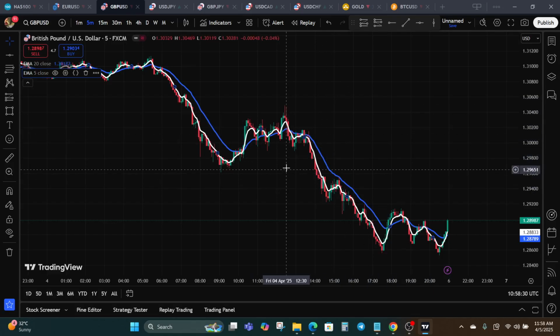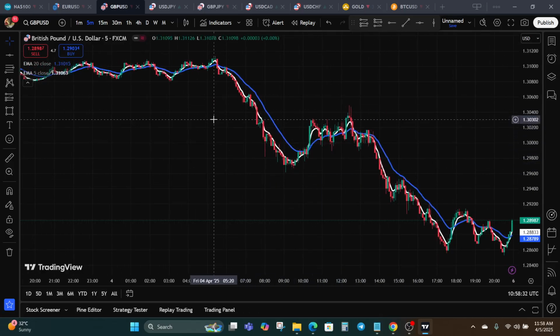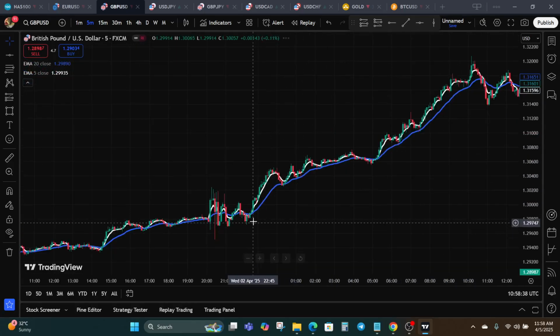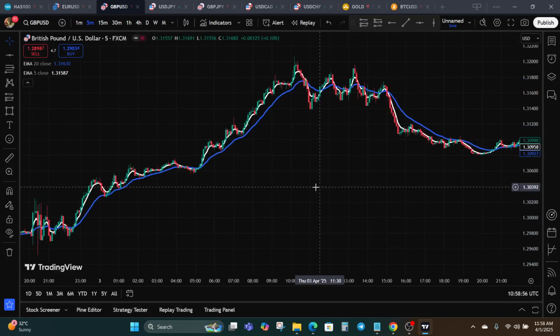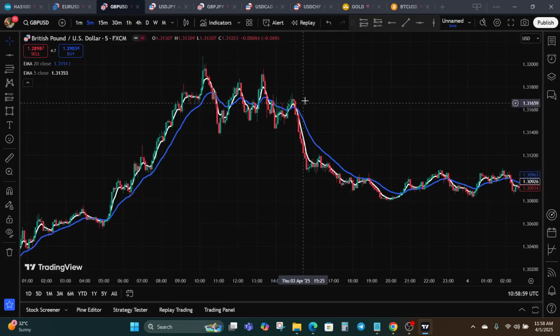Now, once your moving averages are applied, you will want to pay attention to the crossovers. Remember in this case, the short-term moving average is the 5 EMA, the long-term moving average is the 20 EMA. So when the short-term moving average crosses above the long-term moving average, it's a signal to consider a buy position. Conversely, when the short-term moving average crosses below the long-term moving average, it's a signal to consider a sell position. So this crossover strategy is simple yet highly effective, especially when applied to the fast-moving 5-minute chart.